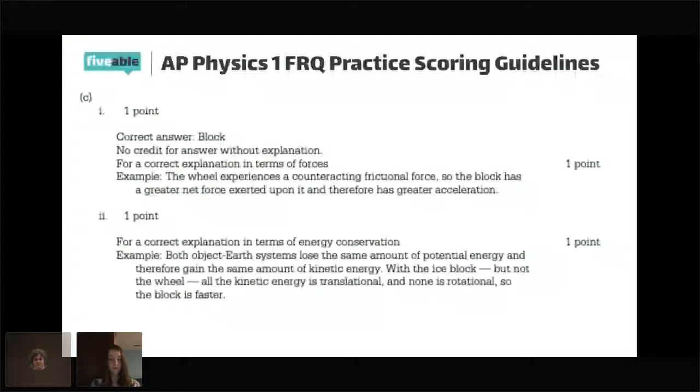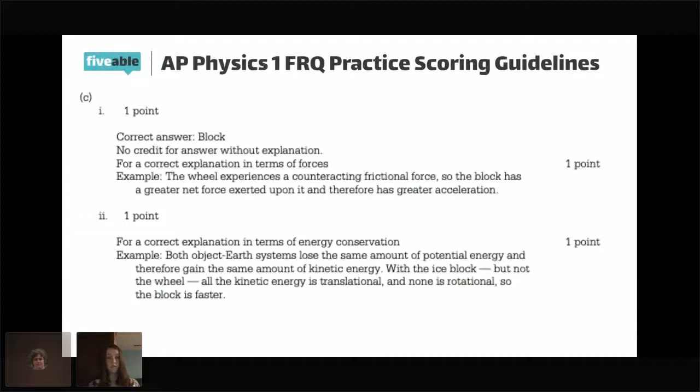Whereas for the rotating wheel, we have to have some of the gravitational potential energy turning into rotational kinetic energy because it can rotate. So what we have here is the block having overall more translational kinetic energy than the wheel. And because translational kinetic energy is proportional to the square of the speed, it has a greater speed going down the ramp.